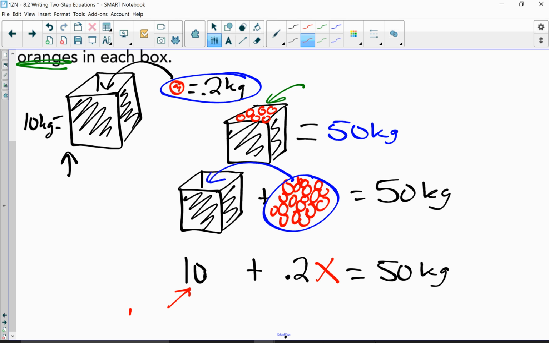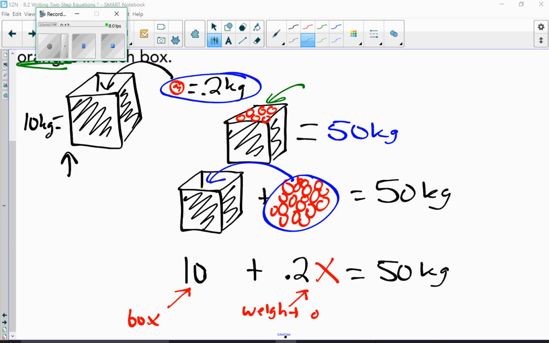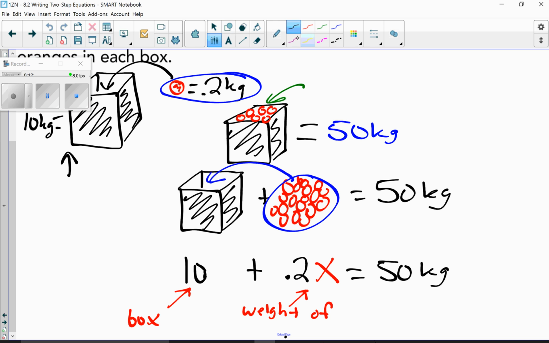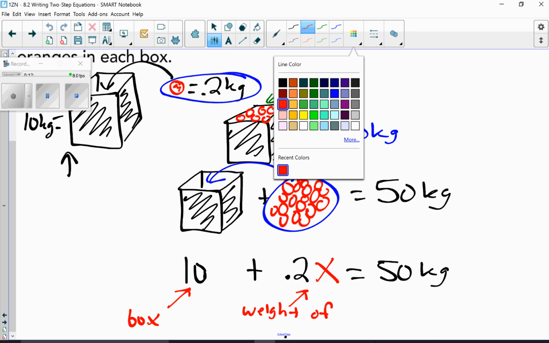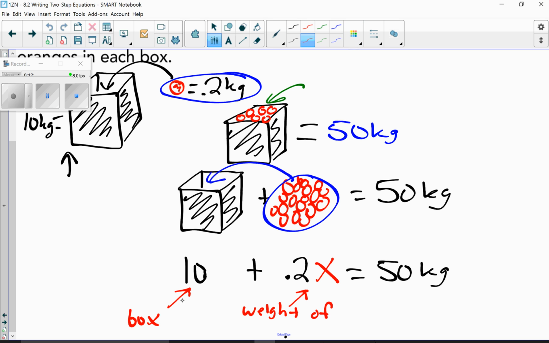We know that this is the weight of the box. This term right here is the weight of all the oranges. So what I have left, sorry, the video keeps cutting out on me, is the box plus the weight of all the oranges. Because 0.2 is the weight of one orange, times the number of oranges is the weight of all the oranges, and that's going to equal the total weight of the box with the oranges.